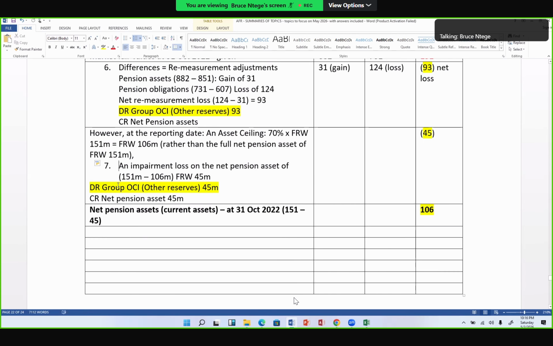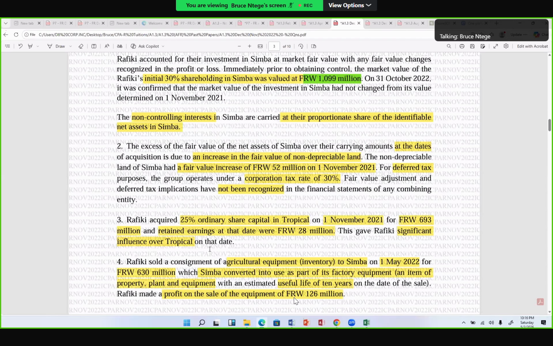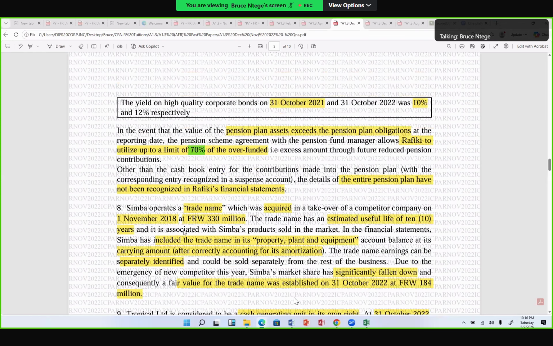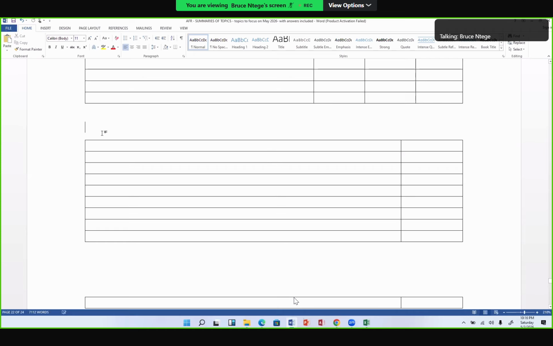Okay, so if I go back, I know I've run out of time, but if I go back to my notes, I'm done with note 7. The only note that is left is note 8. Trade name acquired is an intangible asset at 330, and we need to establish its carrying amount after having amortized, and also compare it with the recoverable amount, based on the fact that there's an indicator. Since there's a new competitor, this trade name may be impaired, and the recoverable amount has been given to me as 184. So I'll complete that as working number 8.